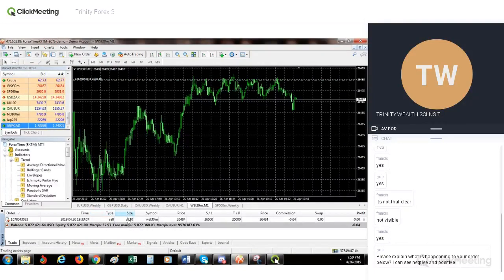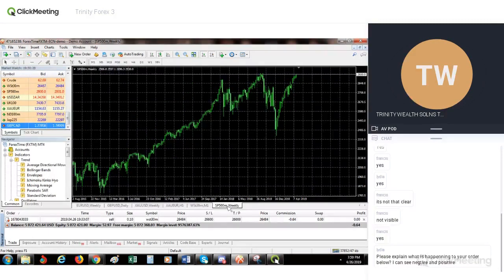Size is the lot size. Remember we said this is a mini lot. Some instruments will not allow you to go below a mini lot. That is mostly the indexes, or rather indices, the Wall Street 30 and SP500. The minimum you can enter those is 0.1, a mini lot. But the rest, you can go like USD, all the others, you can do something like, let me pick this.